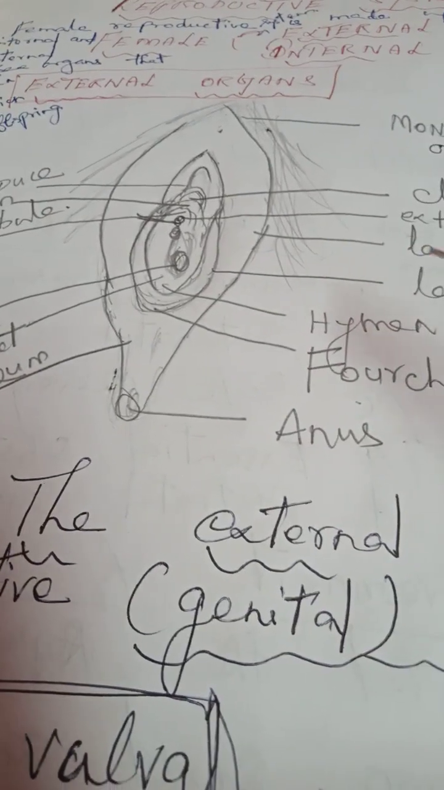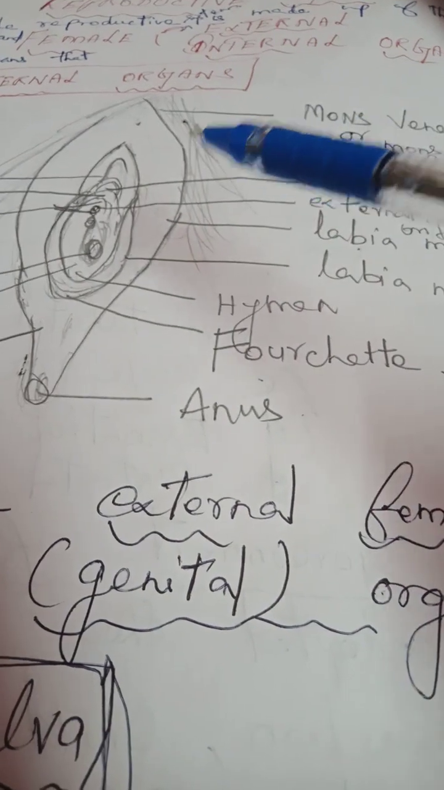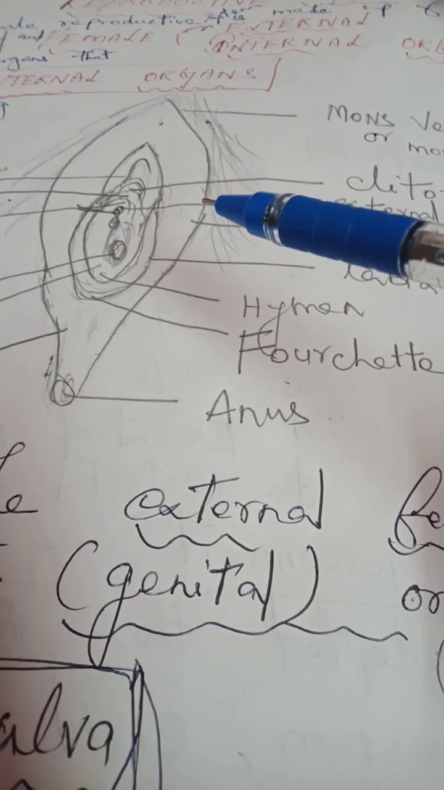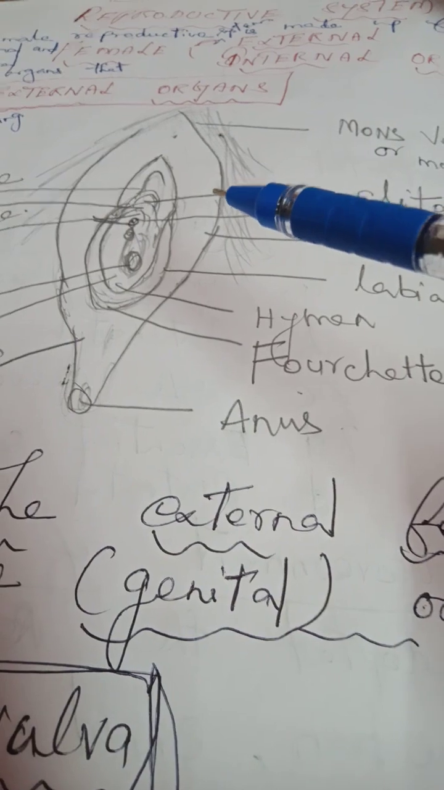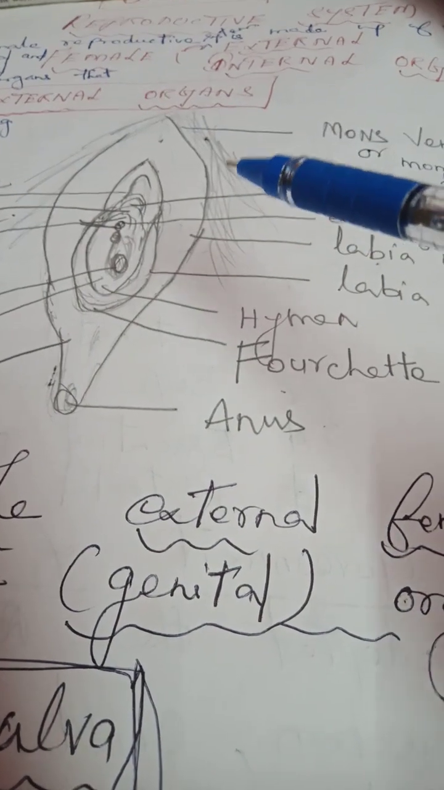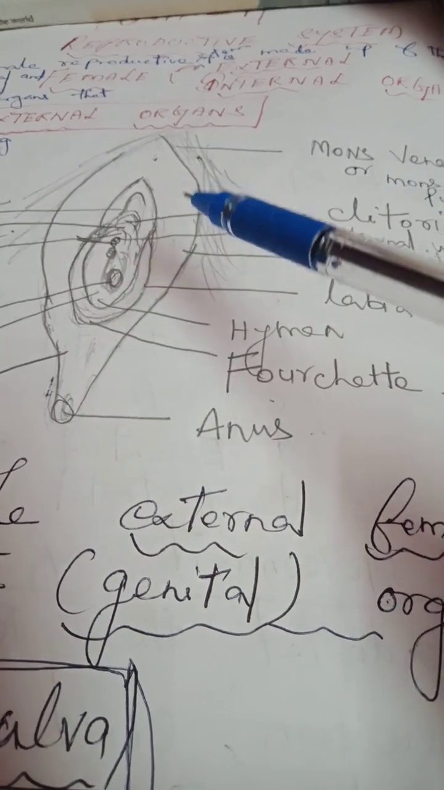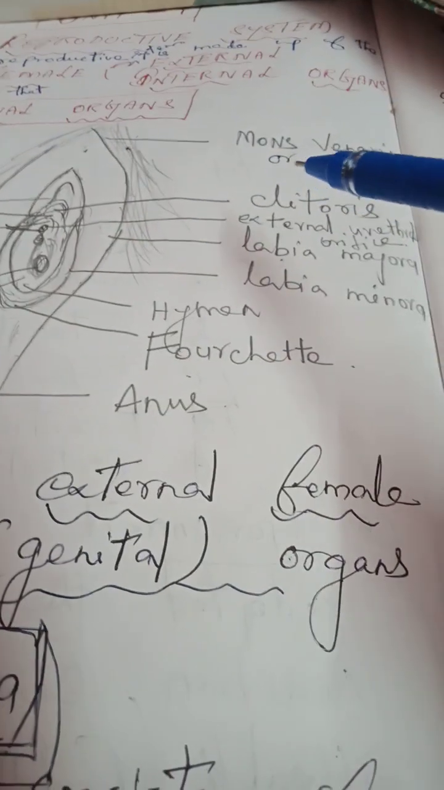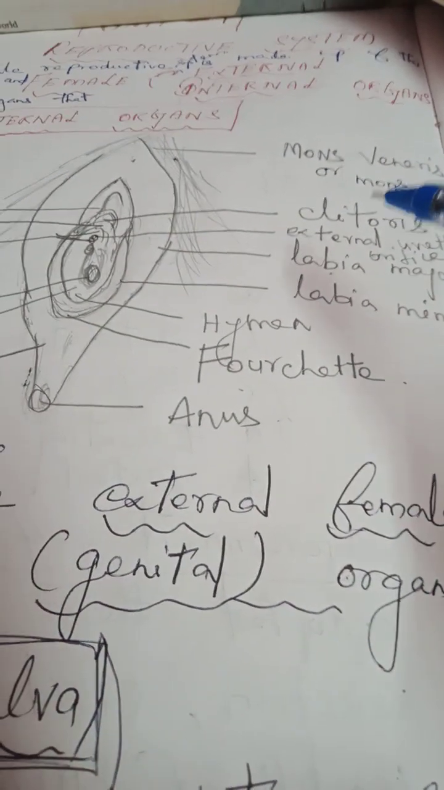First one, mons pubis or mons veneris. It is covered with pubic hair. It is a pad of fat lying over the symphysis pubis. So this one is mons pubis or mons veneris.